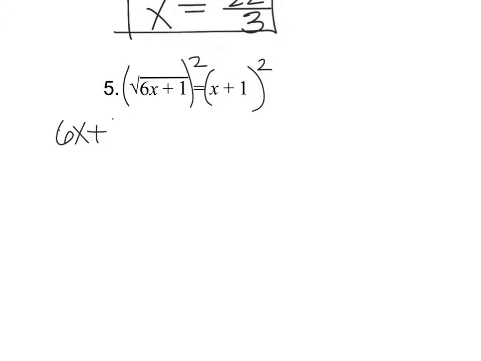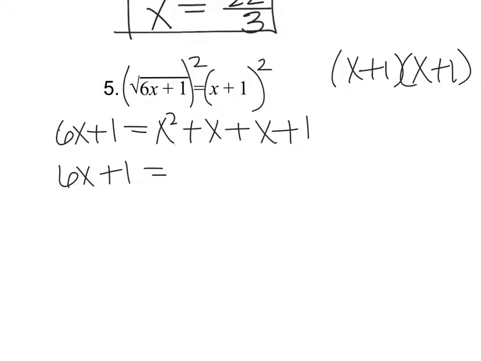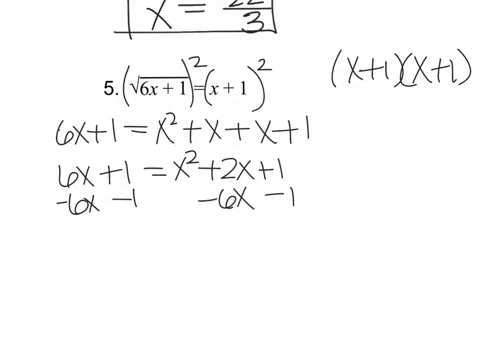So we end up with 6x plus 1 equals x plus 1 times x plus 1, which when distributed gives us x squared plus x plus 1. So combining like terms, we get 6x plus 1 equals x squared plus 2x plus 1. Because we do have a squared term, we want to have our equation equal to 0. So that means subtracting 6x and 1 from both sides.